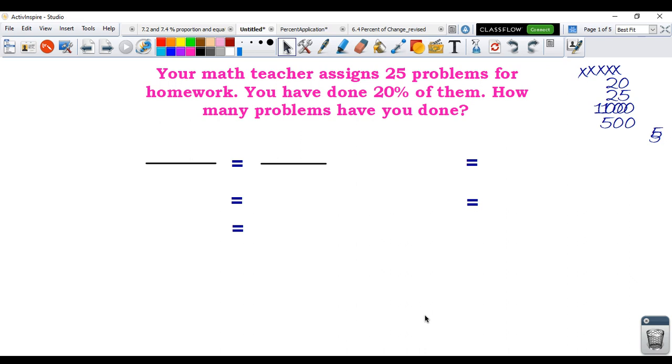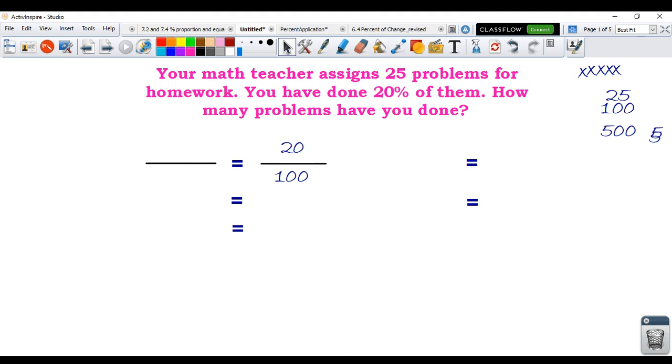So your math teacher assigns 25 problems for homework. You've done 20% of them. How many problems have you done? So I see two different numbers in my problem. I see 25 and I see 20%. Once I see percent, I know that I'm going to have to use 100 in my denominator, because percentage is always out of 100. 20% means that 20 is going to be my numerator over 100.